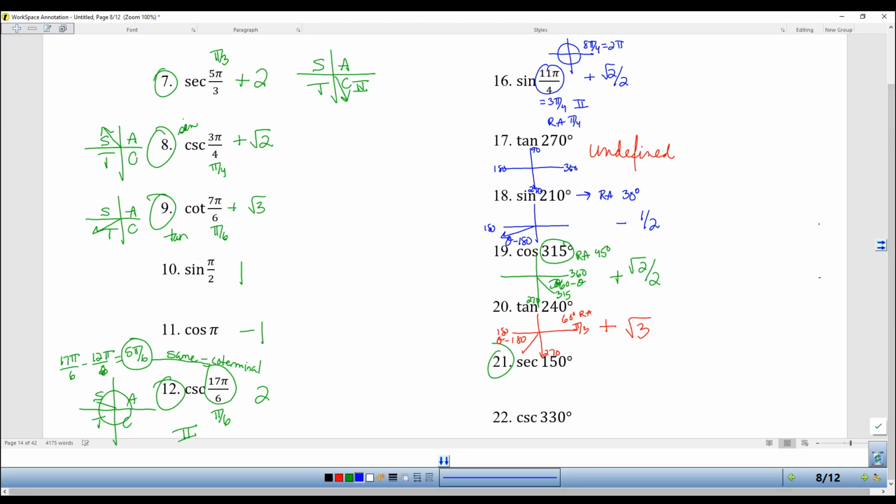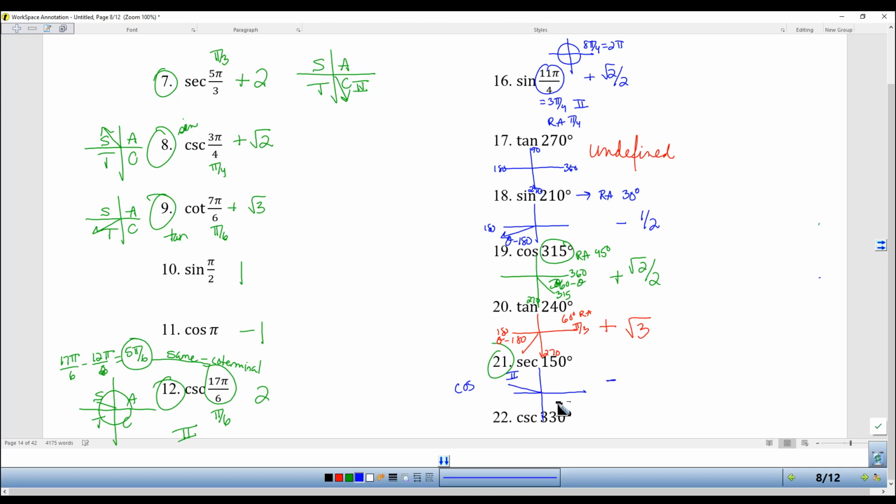Secant of 150. So now I've got degrees and a cofunction, or I should say a reciprocal function. So 150, I'm in quadrant 2. But with secant, I'm thinking about cosine, and cosine is negative in quadrant 2.